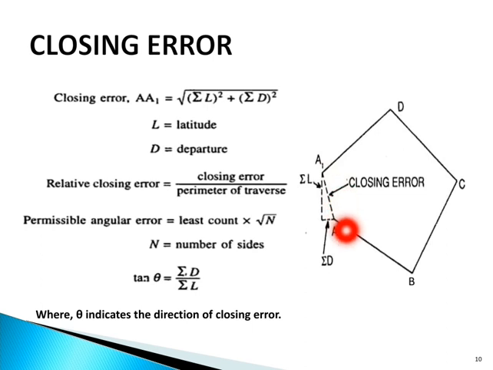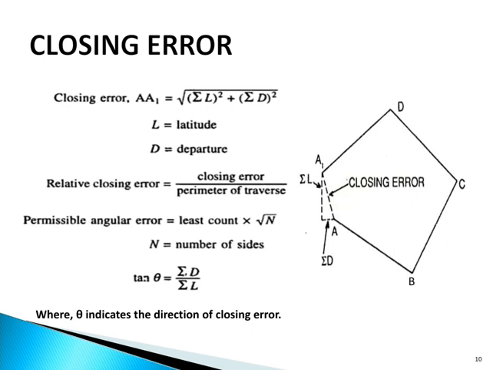Okay, the traverse fails to close by the distance AA1, which is the closing error of this traverse. We have already shown here that it is the closing error. So how can we find it? Here is one equation: closing error AA1 is equal to under root of sigma L square plus sigma D square.